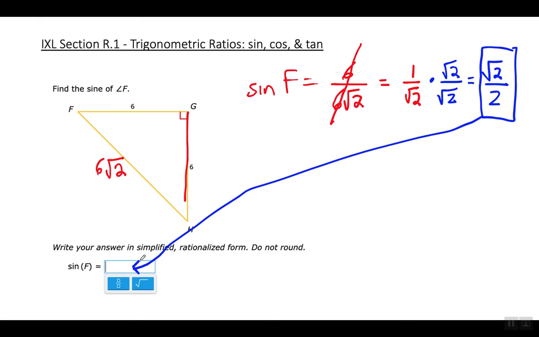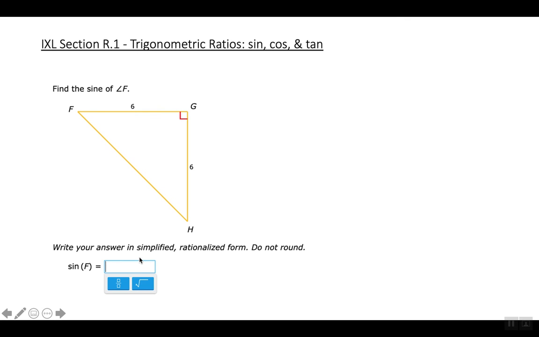All right, what else we got? Anything else? Nope, that's it. That's all the examples I got. So hopefully that'll help you guys out.